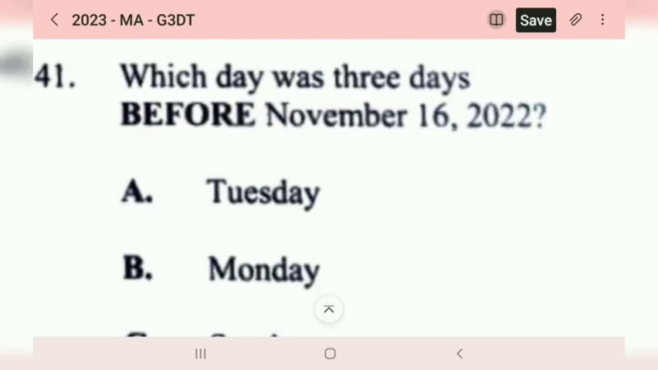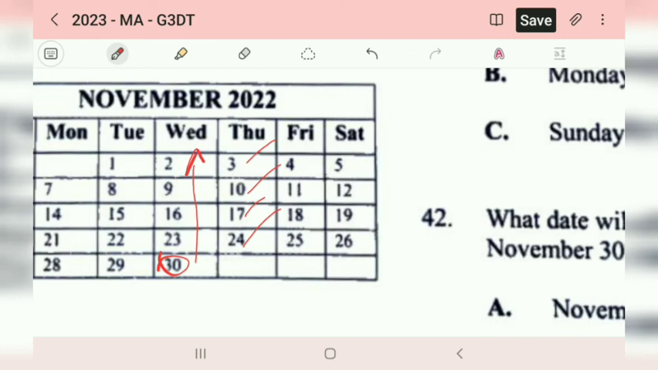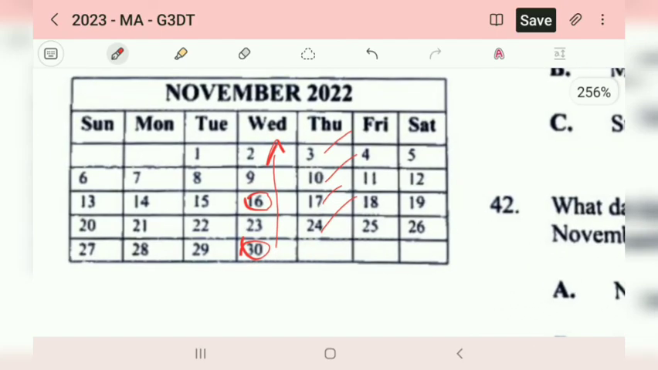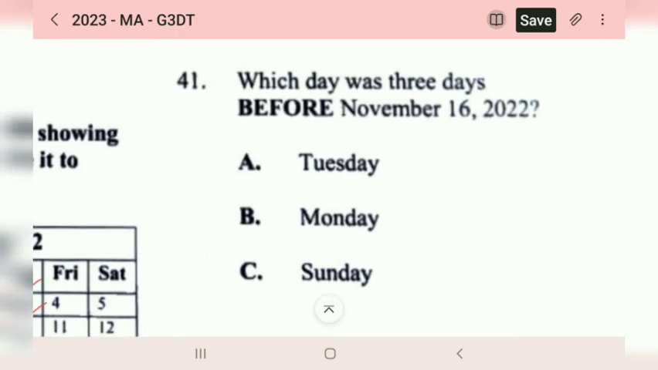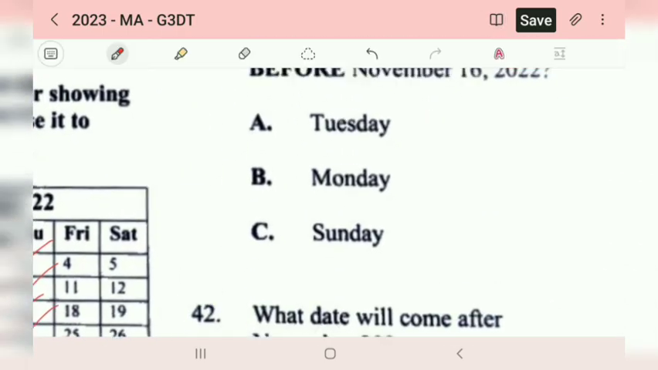41. Which day was 3 days before November 16? Which means that we have to find November 16, which is right here. And we're looking for 3 days before we reach 16. Alright, so let's go. Day 1, day 2, day 3. So we're looking at Sunday, November 13. Let's see what they have, if it's just the day or the date. Sunday, which is at C.